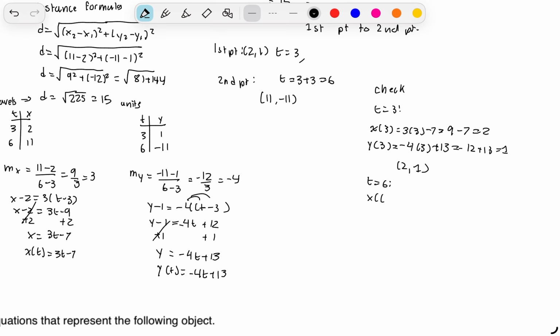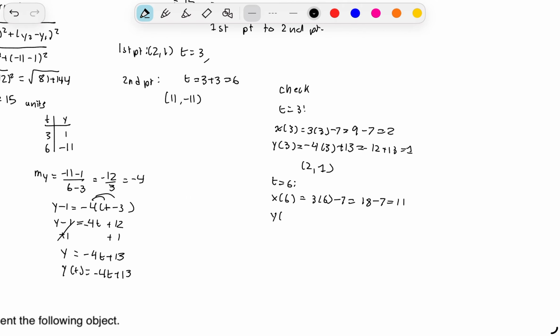That's when you have x of 6 is equal to 3 times 6 minus 7, which is equal to 18 minus 7, equal to 11. Now when you have y of 6, that is equal to negative 4 times 6 plus 13, which is negative 24 plus 13, which is equal to negative 11. So that's going to be 11, negative 11.